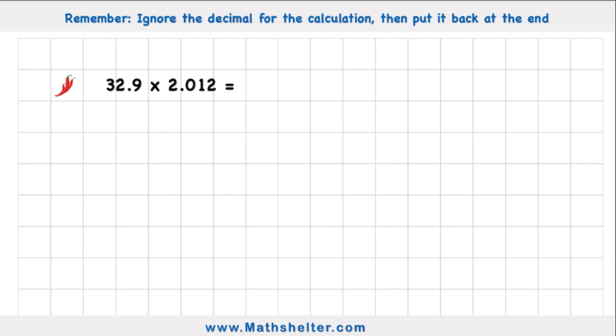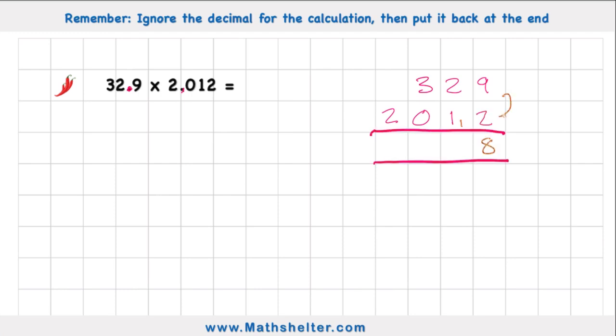And finally, let's tackle a really hard red chili challenge. But I think you know where this is going now, so this shouldn't be too hard. I'm going to ignore my decimals, and I'm going to put 329 multiplied by 2012. Put my answer line, and I'm ready to begin.